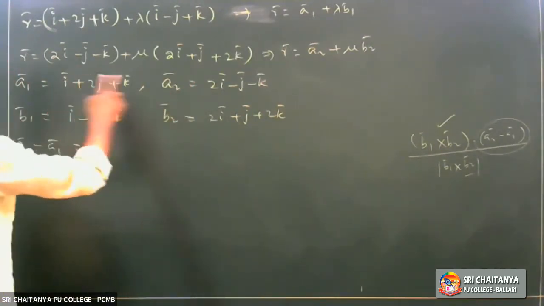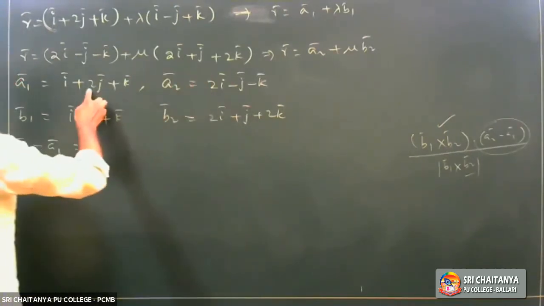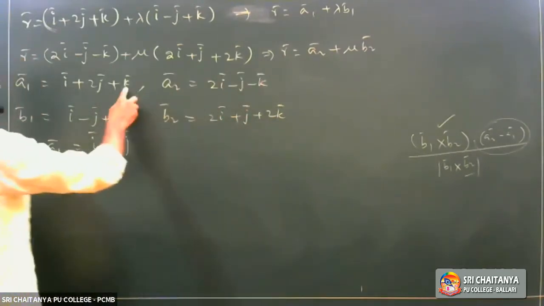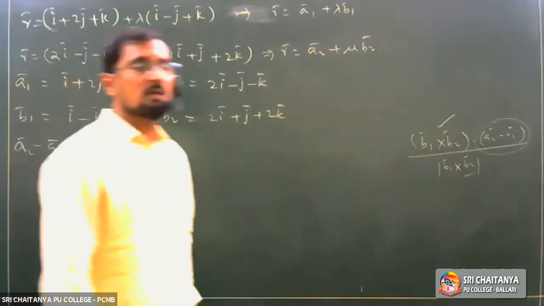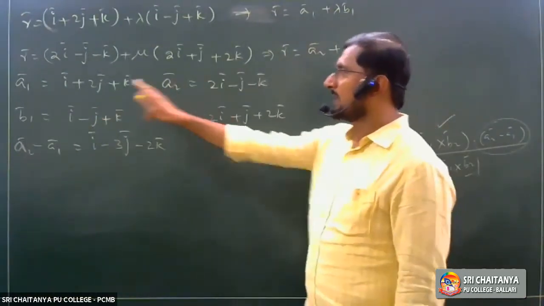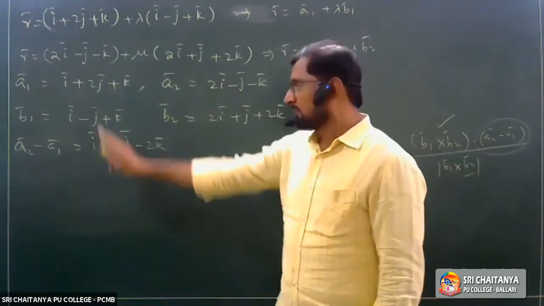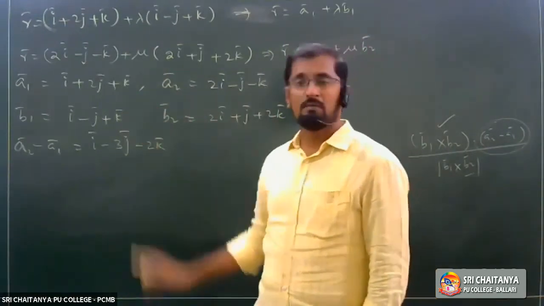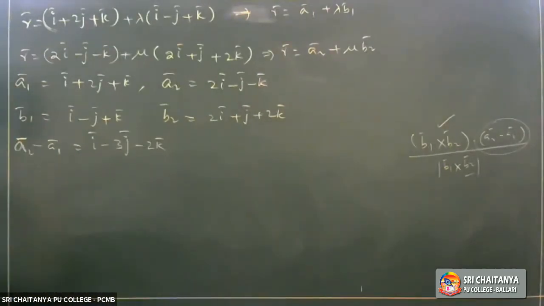A2 bar minus A1 bar: 2i minus i bar, minus j minus 2j is minus 3j bar, minus k minus 2k. I am going to repeat the A2 bar minus A1 bar value. For i, 2 minus 1 is 1. For j, minus 1 minus 2 is minus 3. Minus k minus 2k. Now you got A2 bar minus A1 bar.